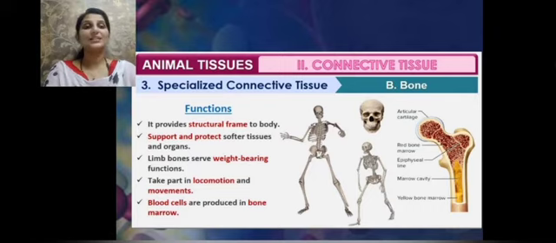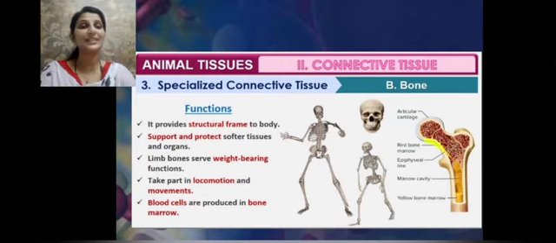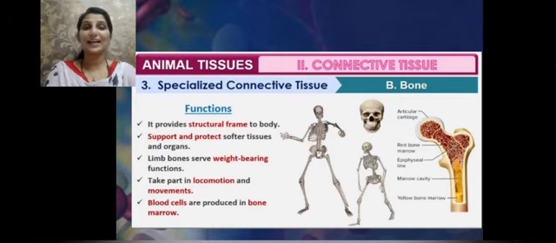And the blood cells are produced in the bone marrow. The bone marrow, which is present inside the long bones, is the site of production of blood cells. We can see this is the bone marrow, which is present inside the long bones, and this is the site of production of the blood cells.